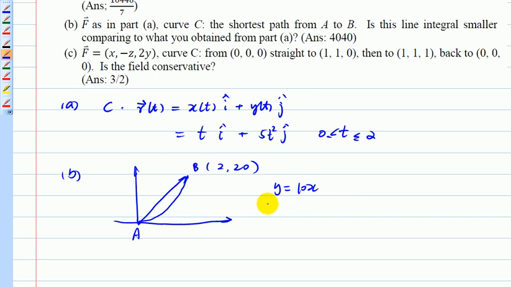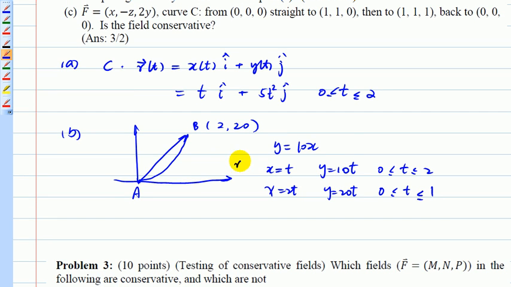If you want to parameterize that, there are different ways of doing it. One way is to let x equal t, and y will be 10t. Or you let x equal 2t, and y is 20t. For the first, t is between 0 and 2. For the second, t is between 0 and 1. It depends on your parametric equation. Basically this is going to be your r(t) for this curve. The rest of it is procedural. You just have to substitute into your line integral formula and calculate this line integral.